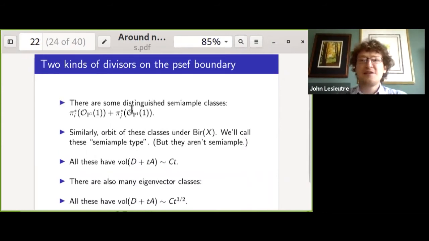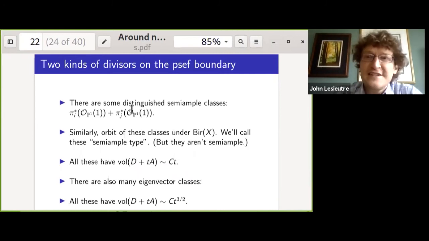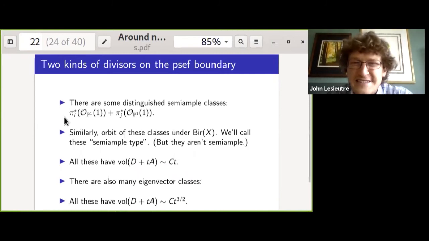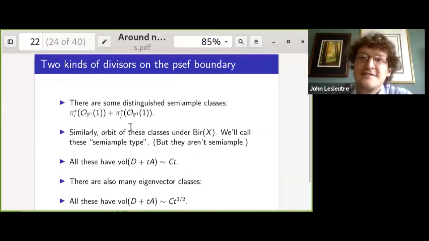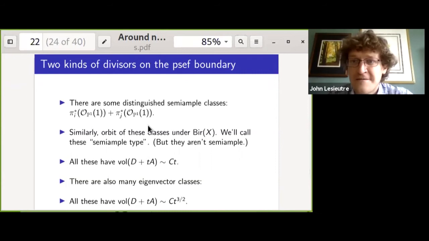So that's what I've written in this first bullet here. It's actually more interesting if you look at some classes you get by adding 2 of those together. So the pullback of O(1) from one of the P1s plus the pullback of O(1) from one of the other P1s. So that's a semi-ample. I'll show you a picture in a minute of why it's more interesting to look at these sums than just a single thing.